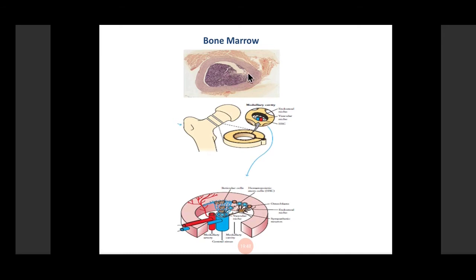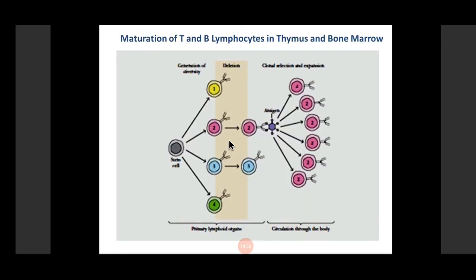Okay? So just to show you the bone marrow, where the development of the B cells is happening, and also, as I said, it is the place where all the other immune cells originate.